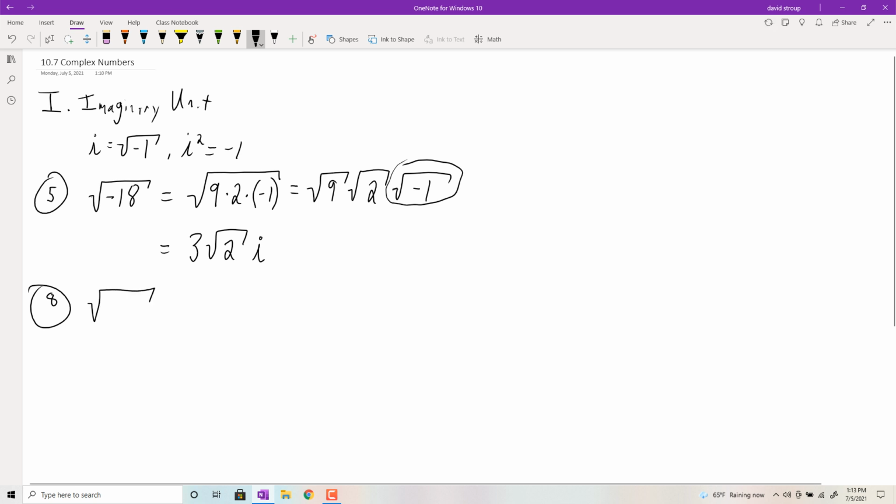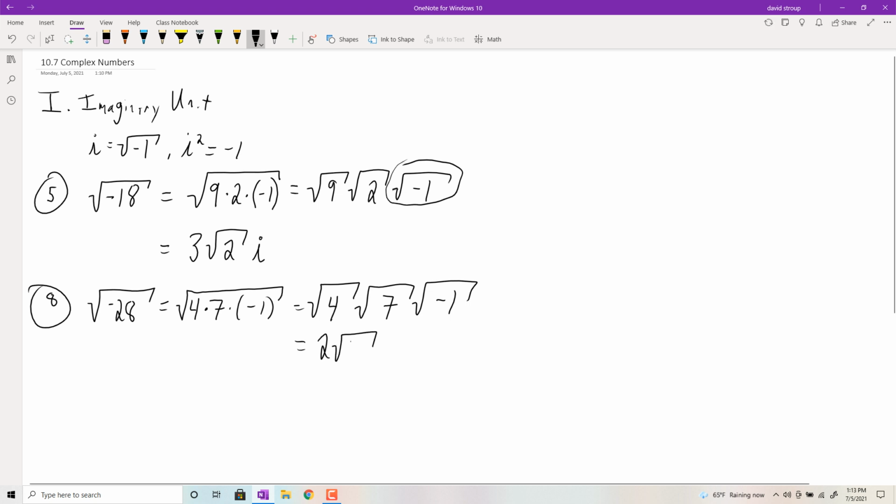Anyways, the square root of negative 28, what is that? It's the same game. You're going to factor it and try to get the perfect squares out front. And then there's this negative 1. Then, either write it out or in your head, you're doing the product rule for square roots. The square root of 4 is 2. The square root of 7 stays. And then we replace the square root of negative 1 with i.